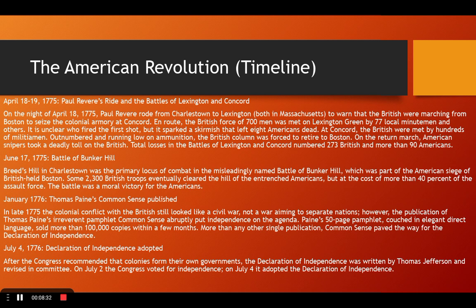July 4, 1776. Declaration of Independence adopted. After the Congress recommended that the colonies form their own governments, the Declaration of Independence was written by Thomas Jefferson and revised in committee. On July 2nd, the Congress voted for independence. On July 4th, it adopted the Declaration of Independence.